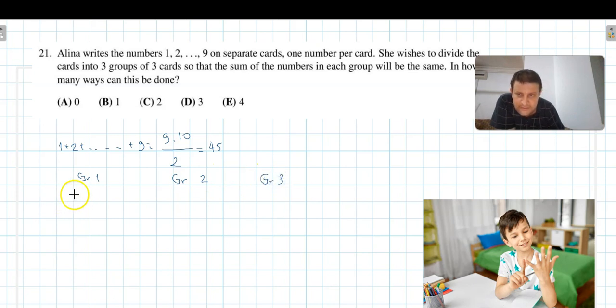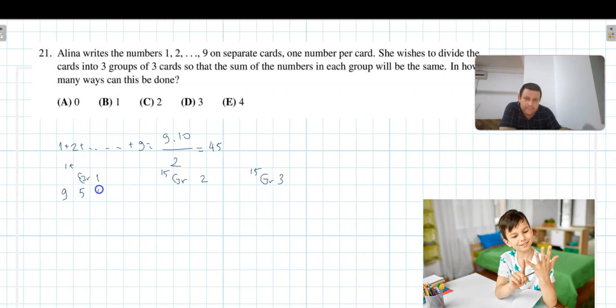Okay, let's see. In group 1, I want to start with 9, because I want to start with a big number. I'm going to take 9 to group 1. Since the total of all the cards is 45, the total of each group of 3 cards is going to be 15 here, 15 here, and 15 here.